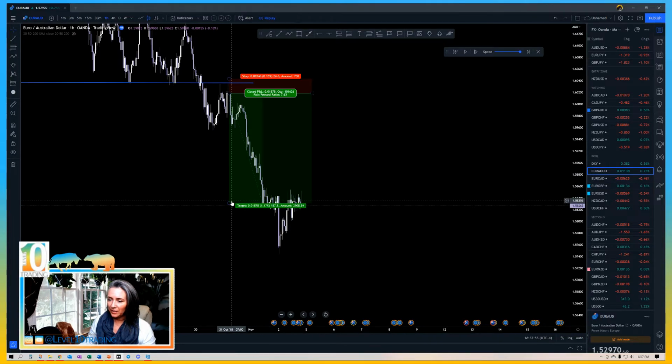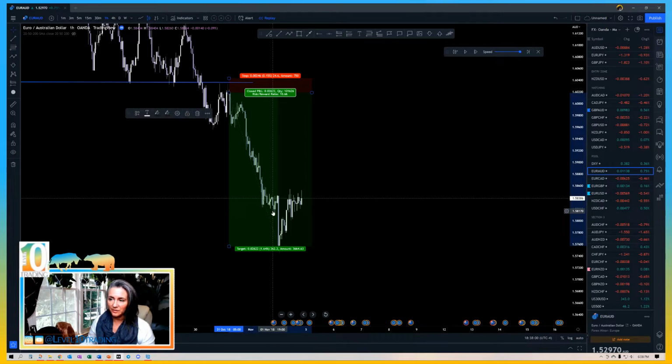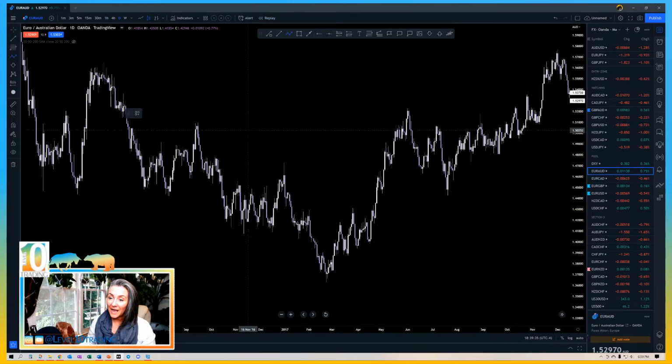And just depending on how you managed your trade, you could have grabbed at least 262 pips and a 10-to-1 risk to reward ratio, which is really good. I just scrolled back a little bit here just to show you this head and shoulders.